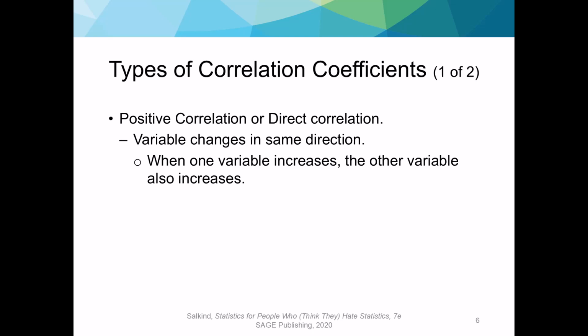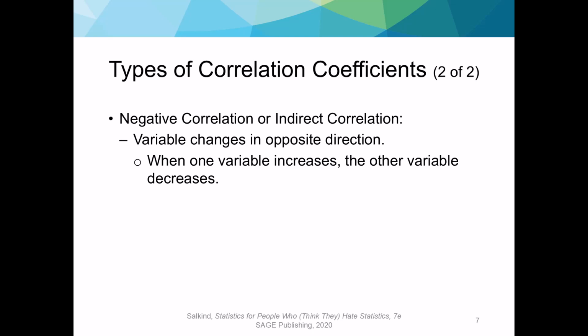There are two main directions a correlation can take. The first is a positive correlation, also called a direct correlation. This occurs when the variables change in the same direction. In other words, when one variable increases, the other variable also tends to increase.